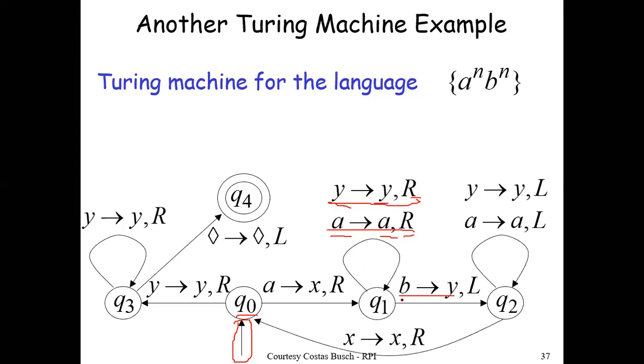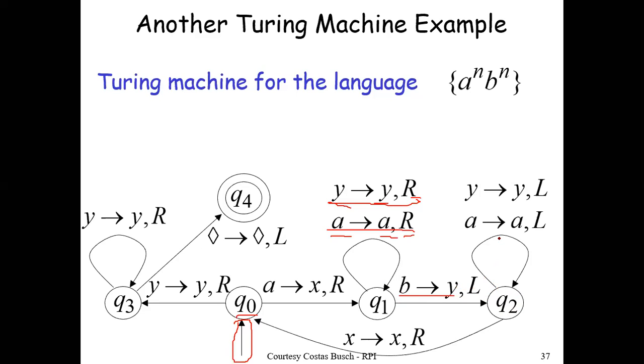If you have B, you will change the state. If you have A, then you will be on the same state. If you have Y, then you will be on the same state. But if you have input B, then you will write Y, and you will be on the Q2 state.